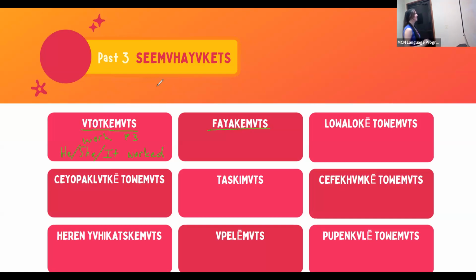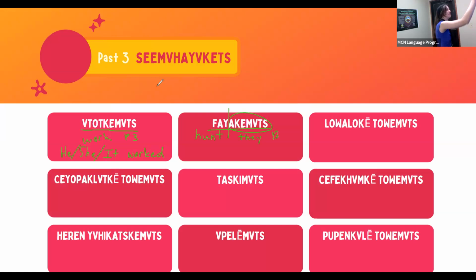Fayagimats. Anybody know what fayada means? Oh, yes. To hunt. And then this is agimat, which means multiple. Yeah, so they passed, not be past 3. So they hunted. They hunted.